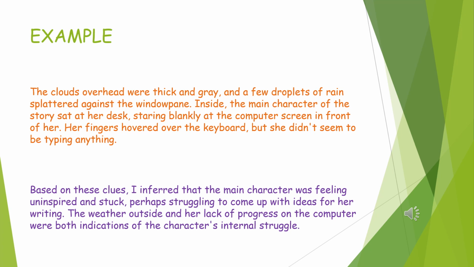So you make the inferences by looking at the details provided in the text and combining them with your prior knowledge regarding the action of the character and the weather outside. You come up with the inference that the writer was actually stuck and uninspired. And the description of the weather can be related to the character's internal struggle, because usually rainy days are associated with something gloomy, something sad or depressing.